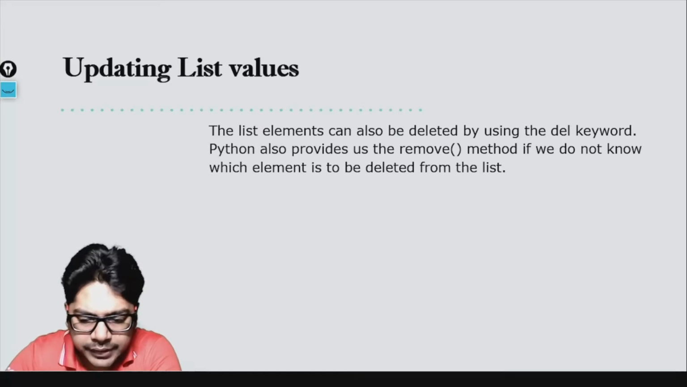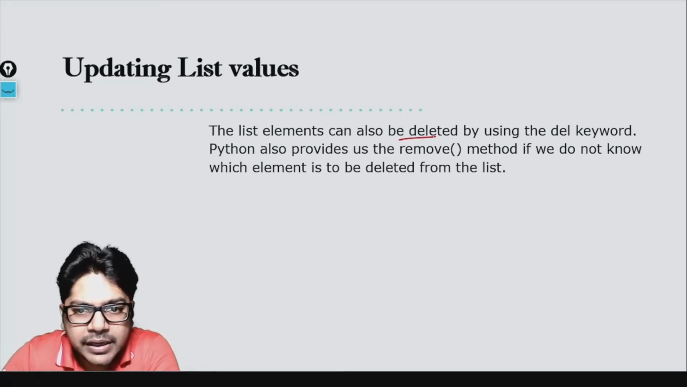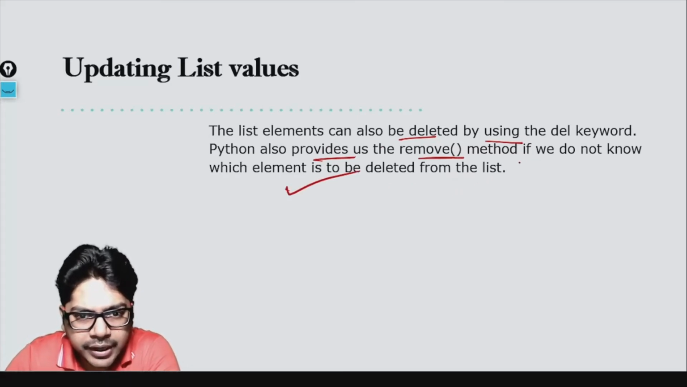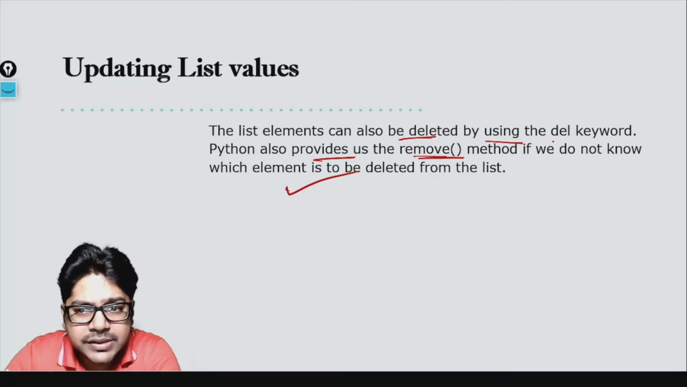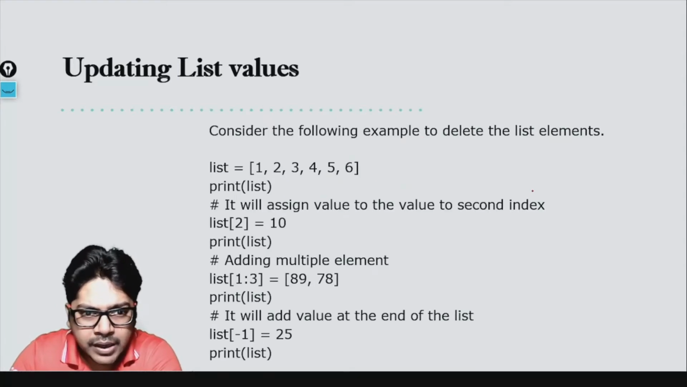Now proceeding further. The list element can be deleted by using the del keyword, and Python also provides us the remove method if you do not know which element is to be deleted from the list. Okay, so both methods are there. We have remove and del. With the del keyword you can remove the list itself, and with the remove function you can remove a particular element. Okay, so let us have a look.